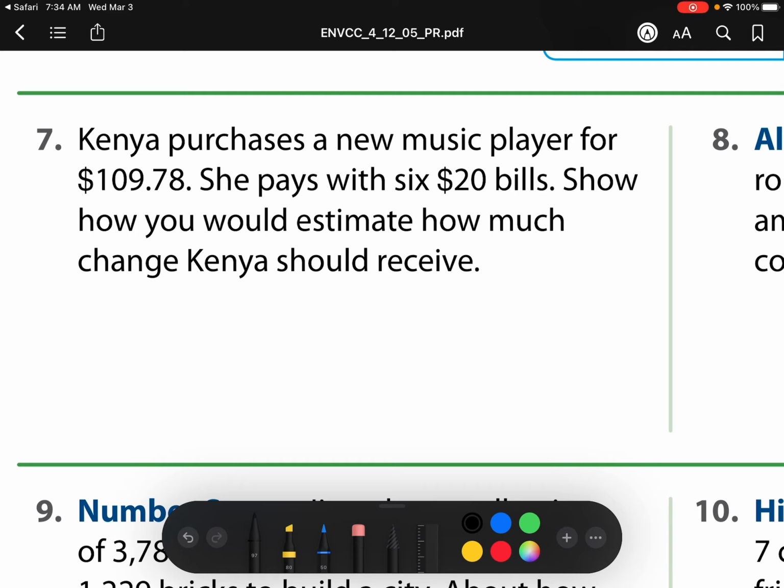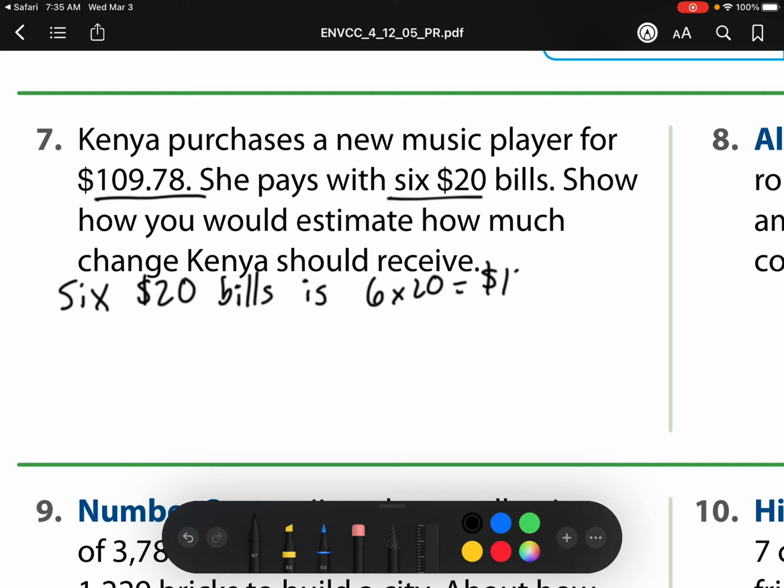Our next one, Kenya. I'm assuming the person, not the country, purchases a new music player for $109.78. She pays with 6 $20 bills. Show how you would estimate how much change Kenya should receive. Well, 6 $20 bills is what? 6 $20 bills, whoa, I don't know what that was. That was a Z. 6 times 20 equals $120.